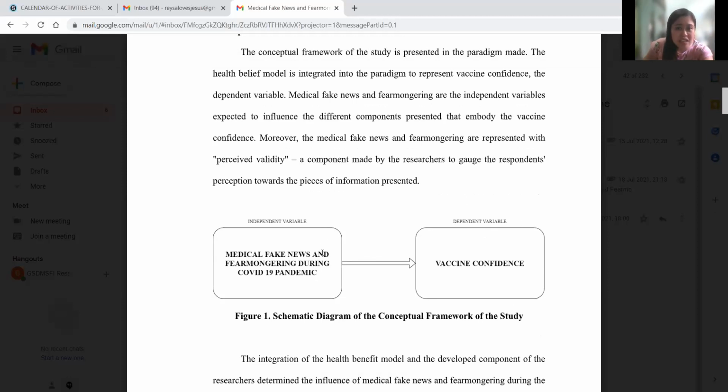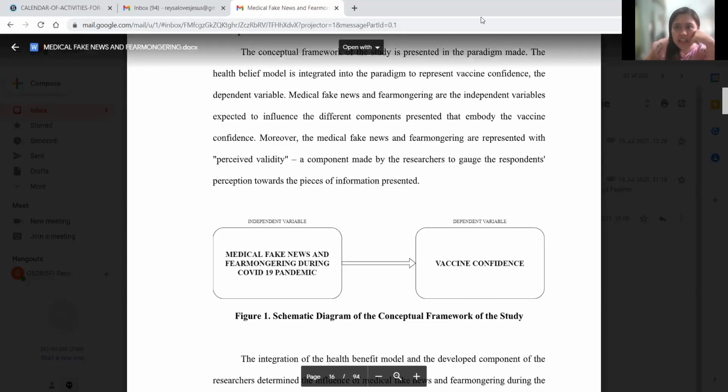So in their study, medical fake news and fear-mongering during COVID-19 pandemic is their predictor variable, their independent variable. What will they measure? The influence of that on vaccine confidence. So this is the dependent variable. That is the difference between the theoretical and the conceptual framework.